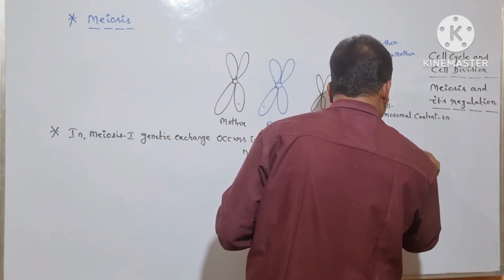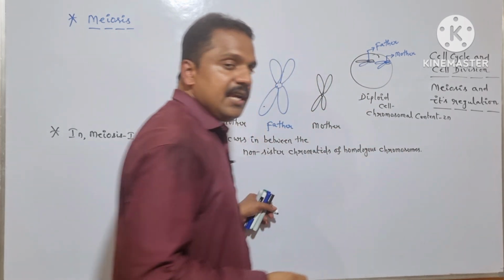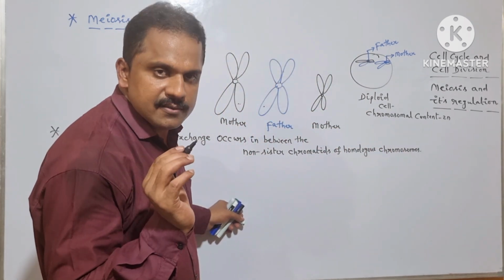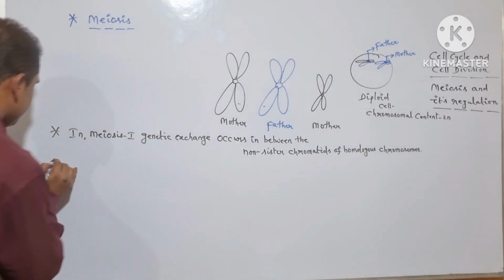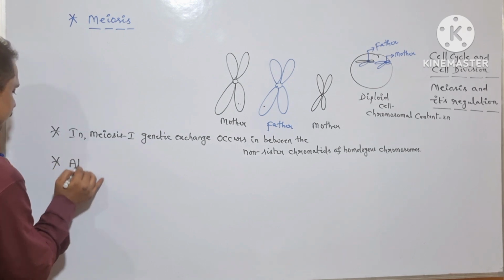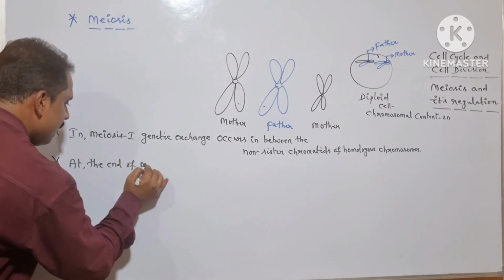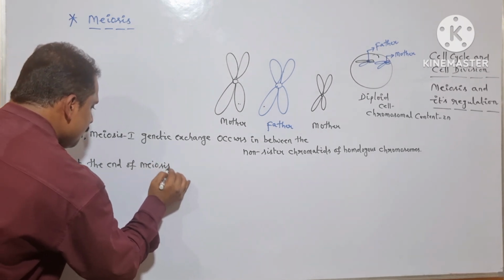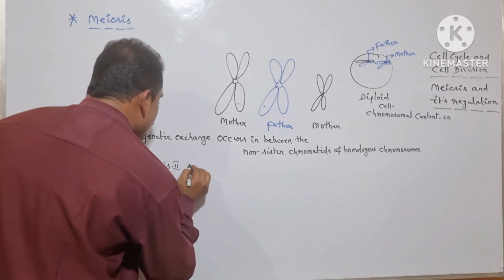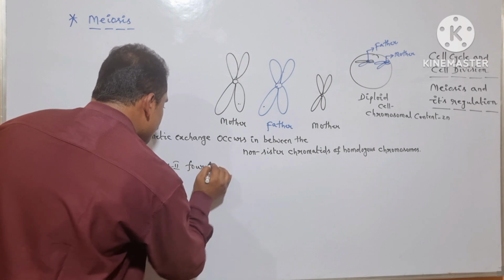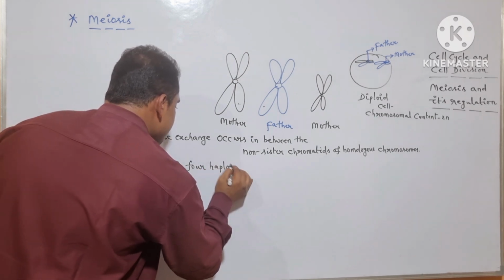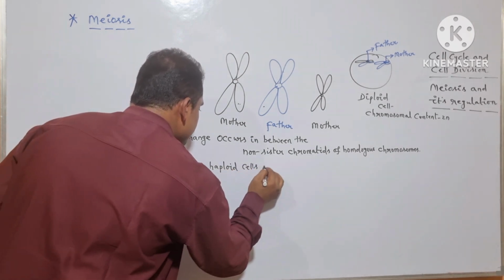Is it clear? And at the end of meiosis 2, we can observe 4 haploid cells. Is it clear? So let me write it here. At the end of meiosis 2, 4 haploid cells are formed.